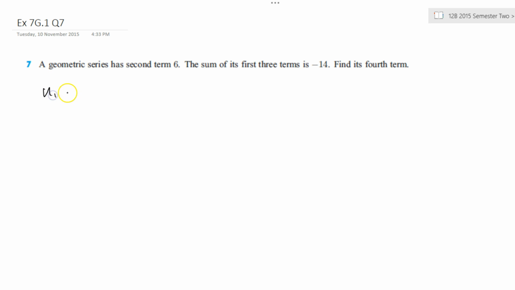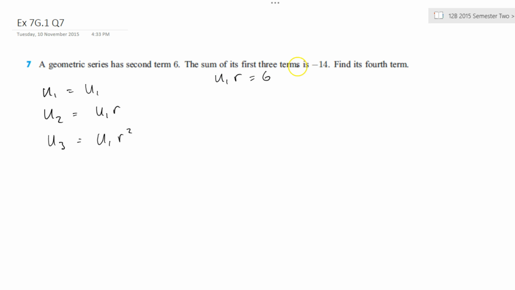Well, U1 is just going to be whatever it is. U2 is going to be U1 multiplied by R. And U3 is going to be U1 R squared. So we know geometric series terms are multiplied by a common ratio, so there we have them there. And we know the second term equals 6, so I've got one equation. I've got U1 multiplied by R is equal to 6.